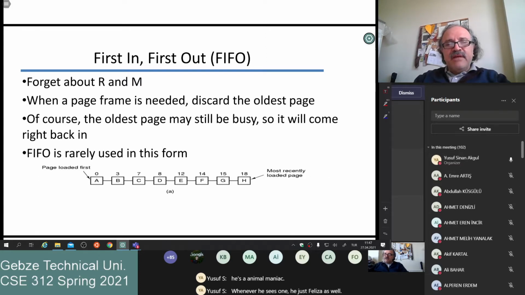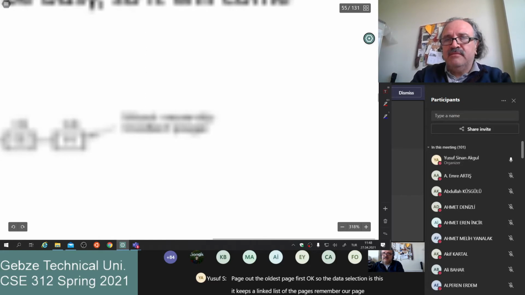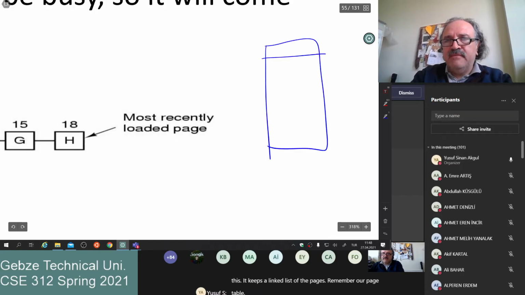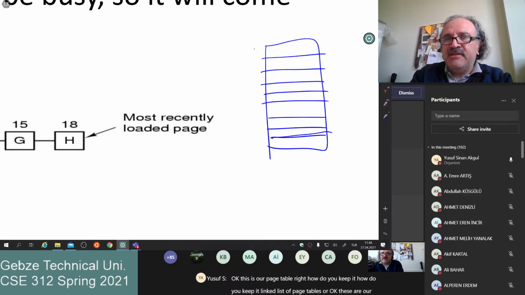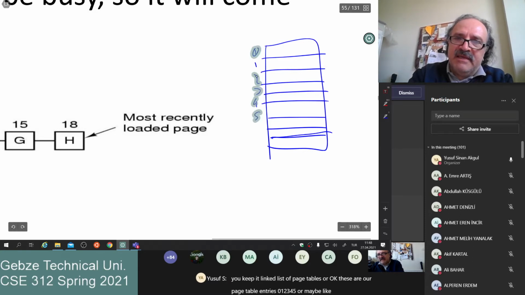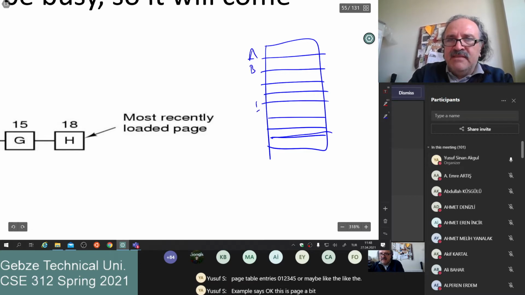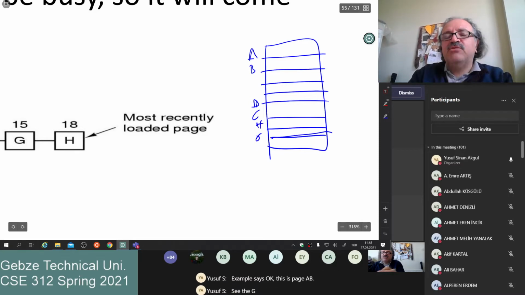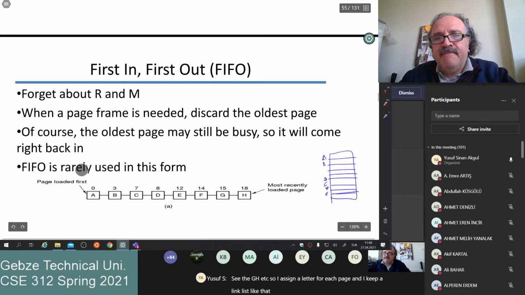So first in, first out tries to page out the oldest page first. The data structure is this. It keeps a linked list of the pages. Remember our page table? How do you keep a linked list of page tables? These are our page table entries 0, 1, 2, 3, 4, 5, or maybe like the example says, page A, B, C, D, G, H, etc. So I assign a letter for each page and I keep a linked list like that.